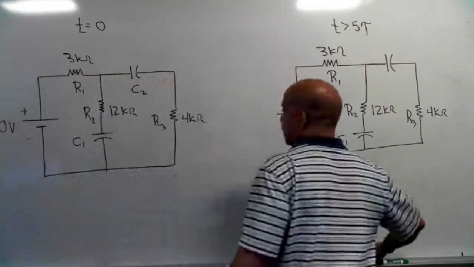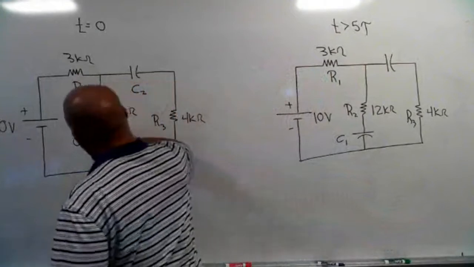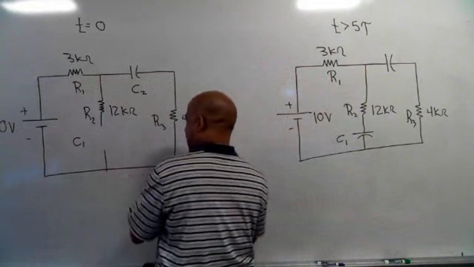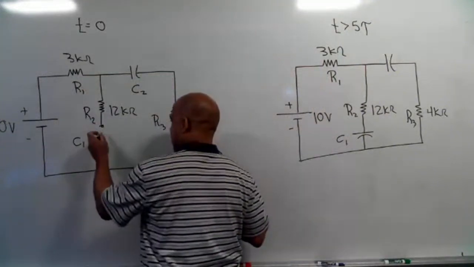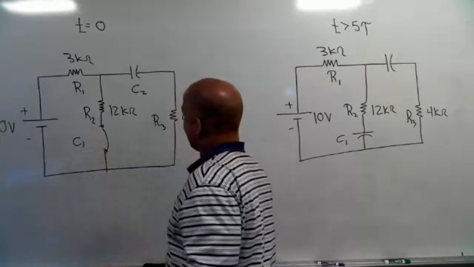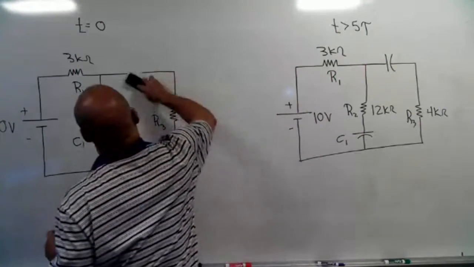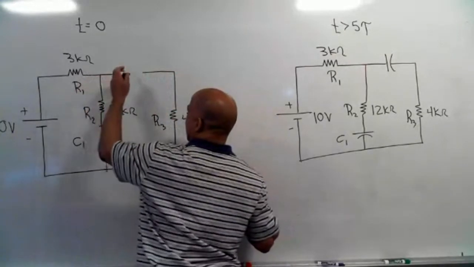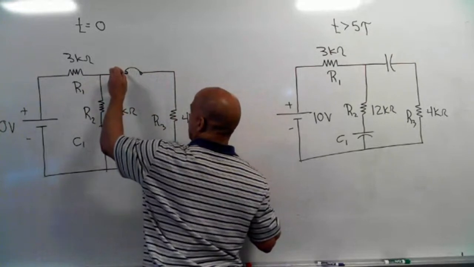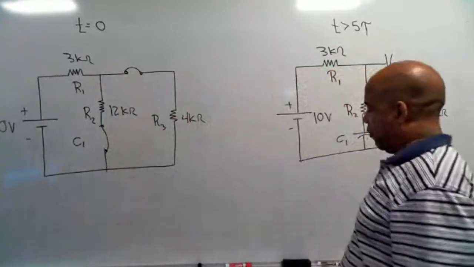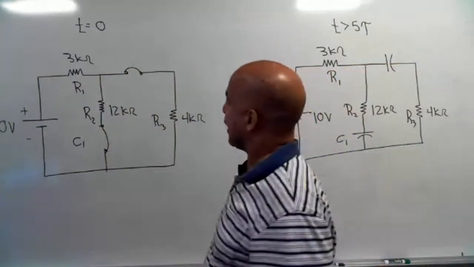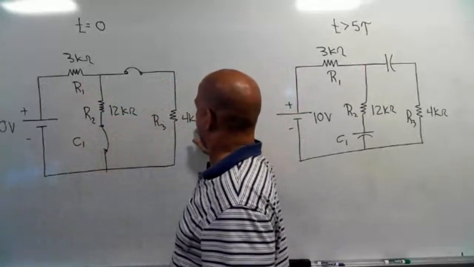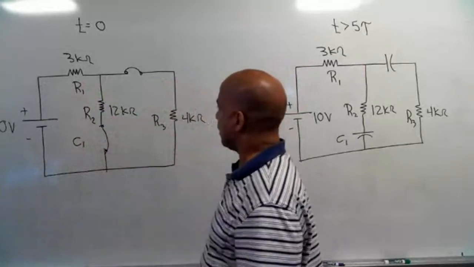For example, if I replace C1 with the short, all it's going to do is connect R2 directly to that bottom wire through the short. And if I replace C2 with the short, all it's going to do is take the top of R4 and connect it to this node right here. Hopefully you recognize that as just a parallel circuit. I have R1 is 3, I have R2 and R3 in parallel, 12 in parallel with 4.